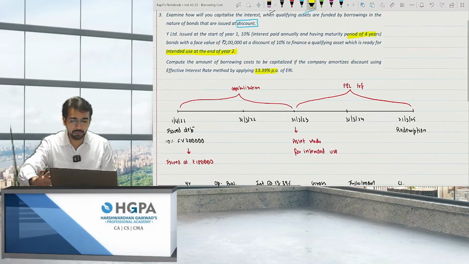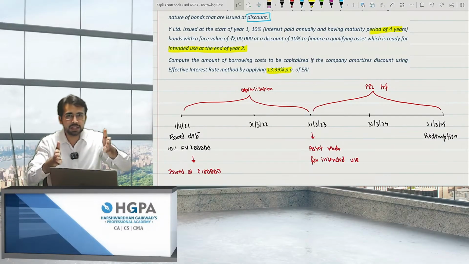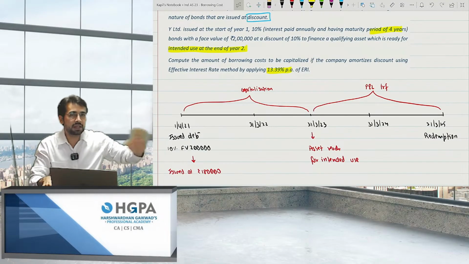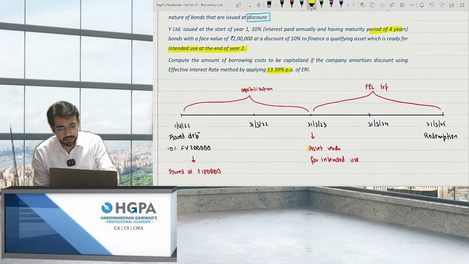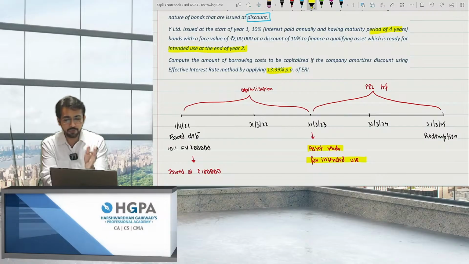So I have made a number line. Please pay attention to the number line. On 1/4/21, the construction started, and I also took a loan. For 2 years, obviously, I will capitalize, and after 2 years, I will not capitalize because the asset will be ready for its intended use at the end of year 2. So basically, I have 4 years. First 2 years I'll capitalize, other 2 years I'll not capitalize. I'll transfer it to P&L.